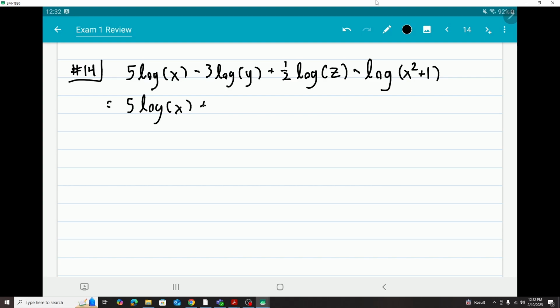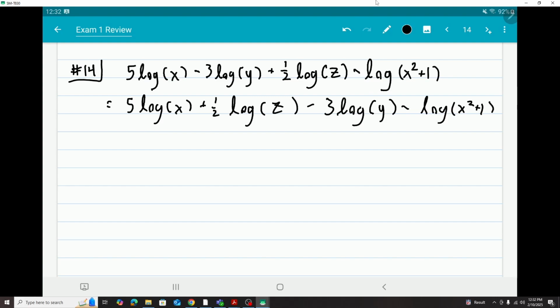So I'm going to have 5 log of x plus 1/2 log of z. So the positive things are friends with each other. And now minus 3 log of y minus the log of x squared plus 1. So now the negative things are friends with each other. They're next to each other.